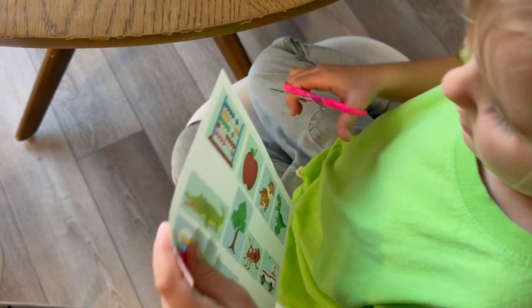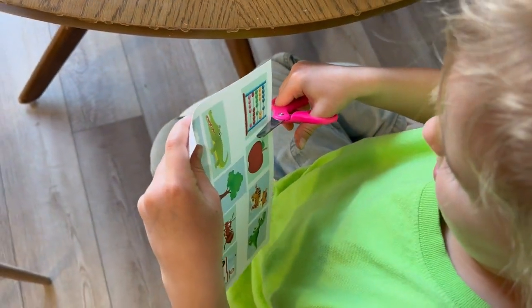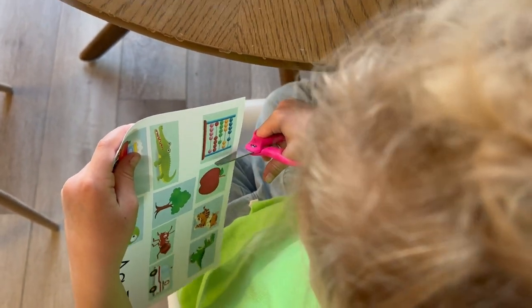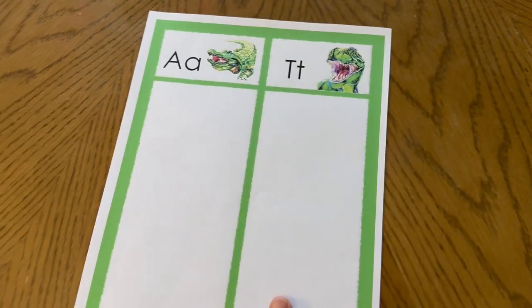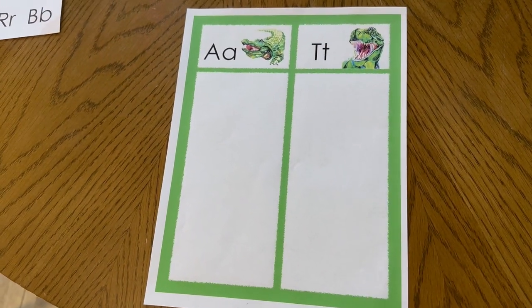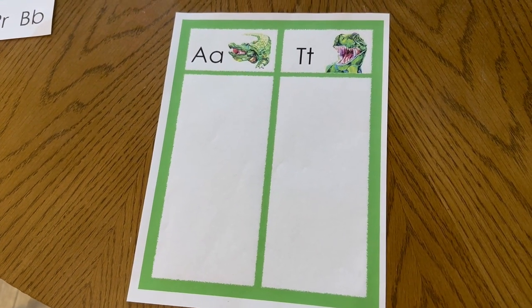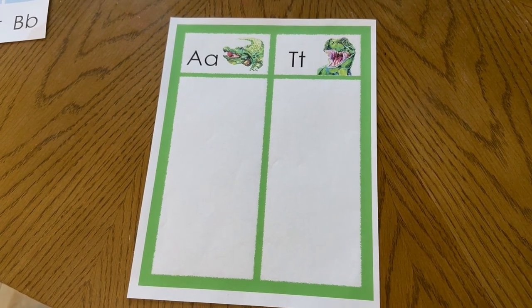Yes, you can start cutting. The pictures are really colorful and fun, and then your child is able to glue them on the paper and do pretty much the same thing that we did with the sound sort tubs. But now we're just using paper and fun pictures.